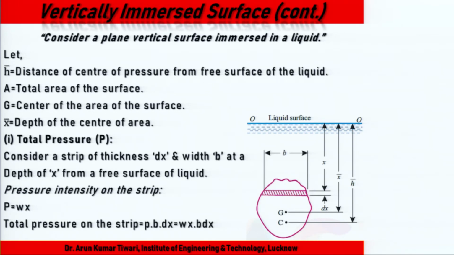The second condition is when the surface is vertically immersed. Our mission objective in all these cases is to calculate capital P. This is our objective. How do we calculate capital P?